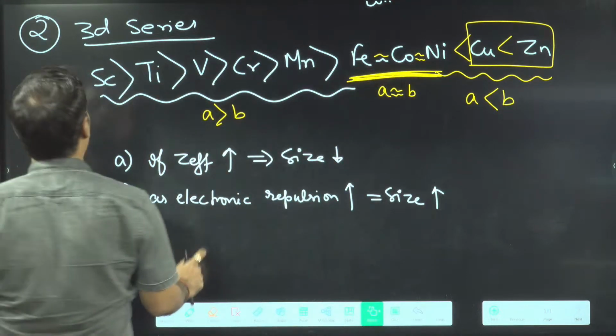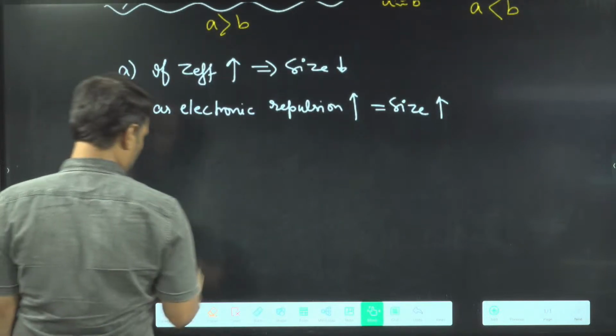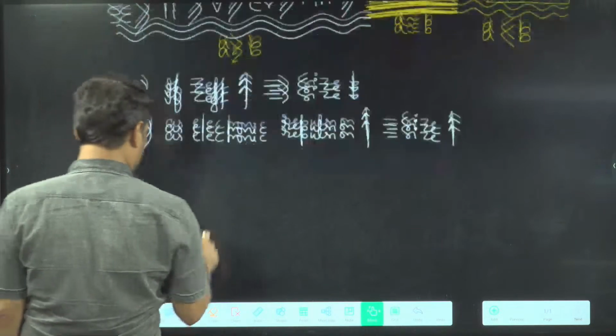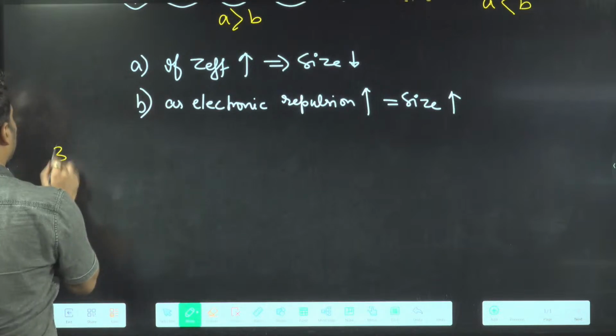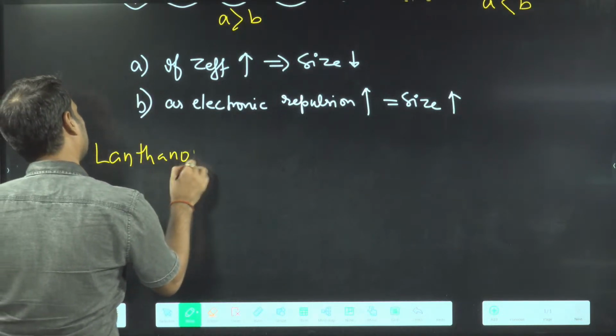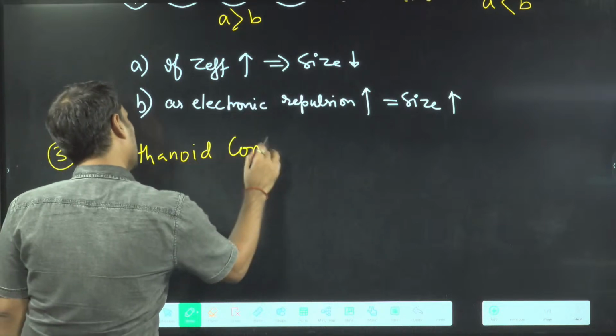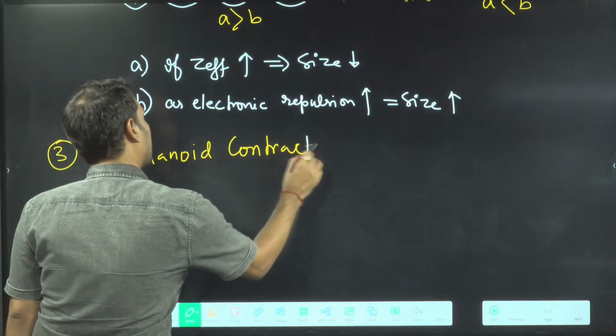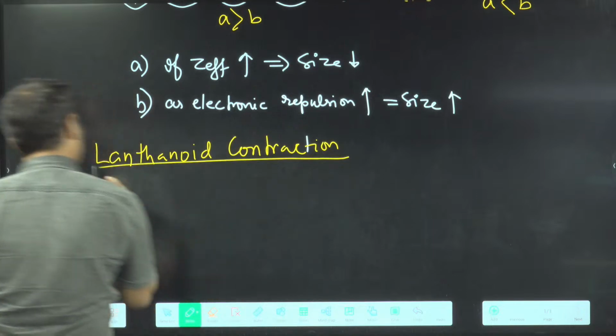Now come to the third point. What is the third point? Third point is your lanthanoid contraction. Now the question is, what is this lanthanoid contraction? Listen carefully.